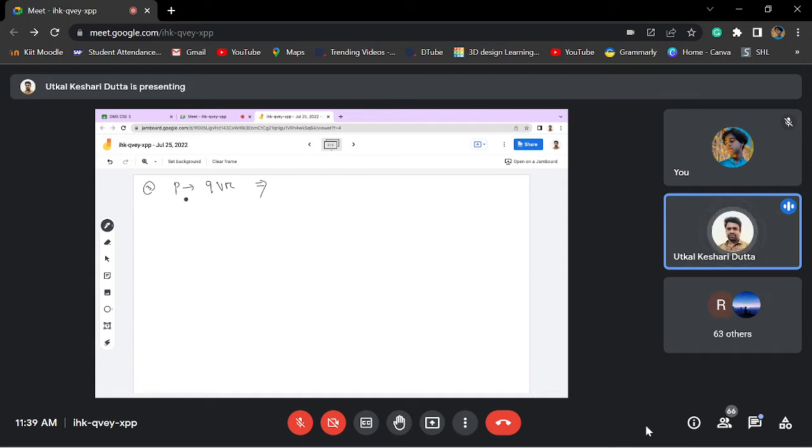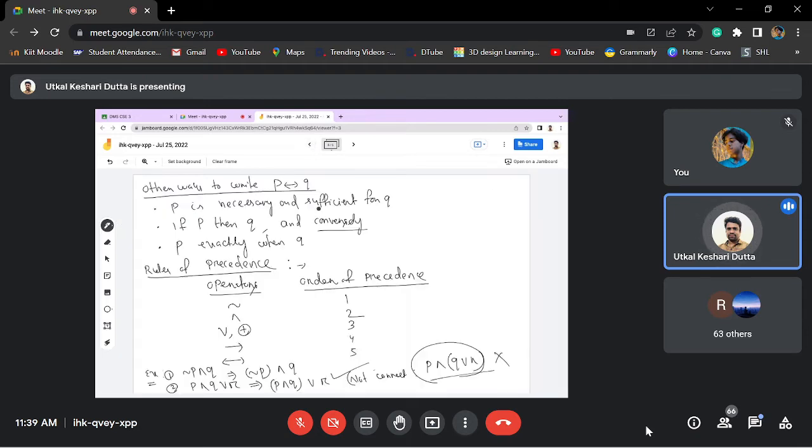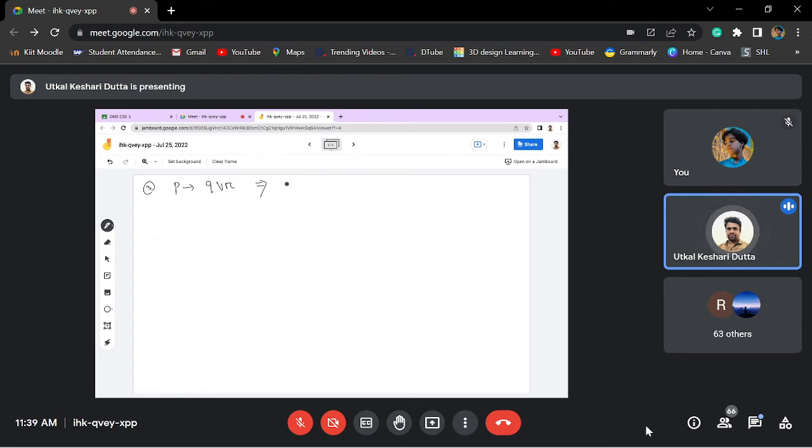Yes, see, here the connectives or operators are one conditional and one disjunction. According to the rule, we have to use first disjunction, then conditional. So don't find first P conditional Q and then take disjunction R. That will be wrong. First take Q disjunction R. After finding Q disjunction R, take P conditional Q disjunction R.